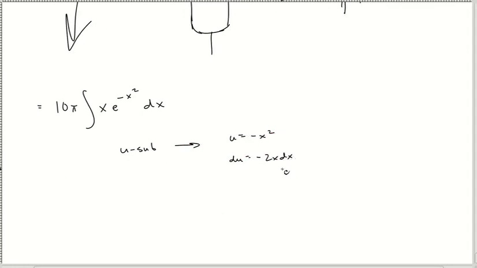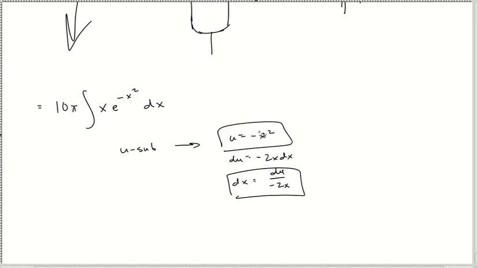And something that you don't know about me, but now you're going to learn, is that I go one step further. Dx is equal to du over negative 2x. If you haven't had me before, maybe you have, maybe you haven't, what I do is I go one step further so that I can not just try to figure out what's going on here, but I can actually just plug in my values, my equations, back in.